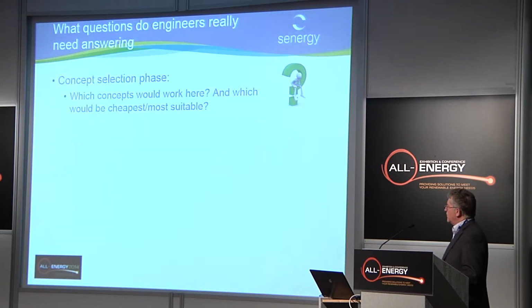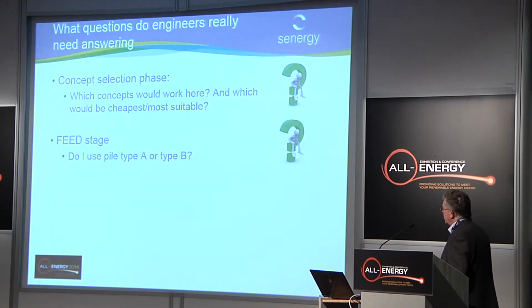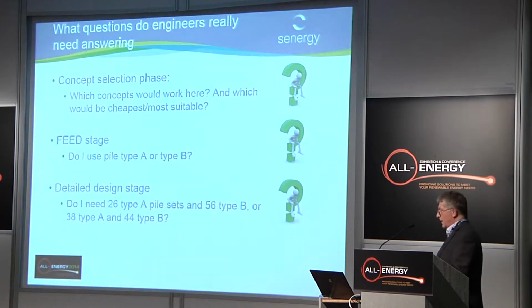So at the concept selection phase, they're going to be saying which concepts for our foundations will work here, which will be the cheapest, which will be most suitable. At FEED stage, do I use pile type A or type B? And at design stage, do I need so many of those and so many of these, or a different number?